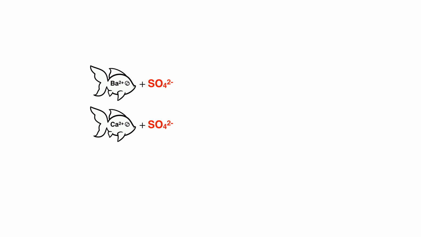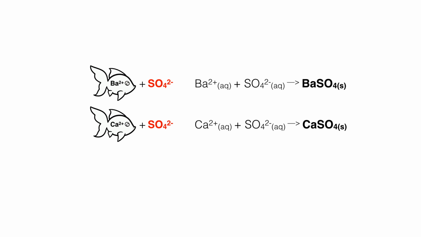Here's my barium fish and my calcium fish. They both react with sulfate in the following way. Barium and calcium ions react in the presence of sulfate aqueous ions to form solid precipitates, barium sulfate and calcium sulfate. Frustratingly for us as chemists, not only do they both form precipitates, but the precipitates look exactly the same. Both of these solid precipitates fall out of solution as a fine white precipitate. This will settle on the bottom of the test tube.